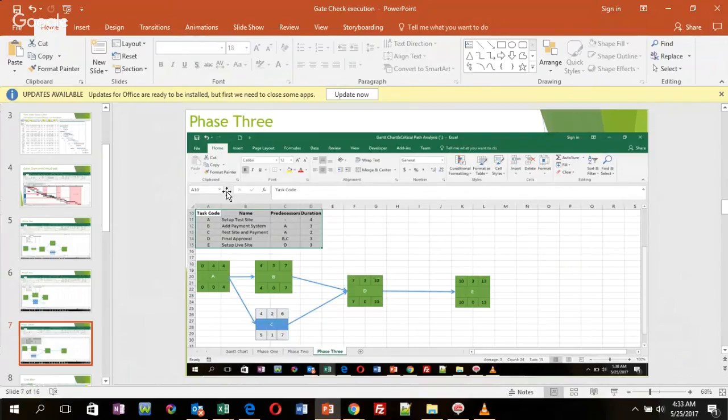In phase 3, we used 4 days to set up and test the site. We also added a payment system using 3 days. And we also tested the site and the payment system to see whether it was working. And we submitted it for final approval, which took 3 days. And we set up the site so that everyone could have access to it.